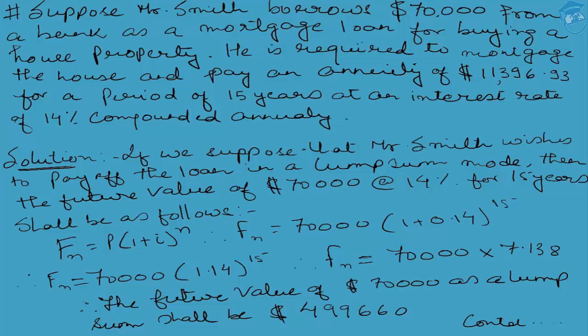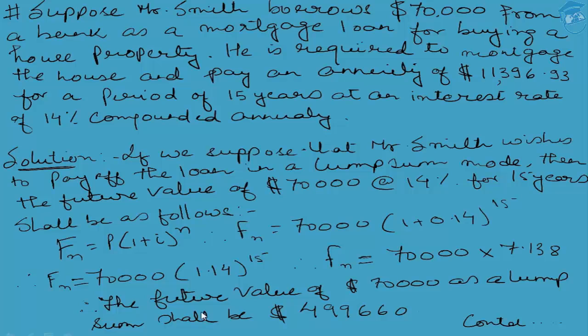So can we try to apply the same concept which we discussed a short time ago? I think we can. Now, suppose that Mr. Smith wishes to pay off the loan in a lump sum mode. Listen to this very carefully, students. This simple example will set the entire thing clear in your mind. If Mr. Smith wishes to pay off the loan in a lump sum mode, then the future value of 70,000 at 14% interest for 15 years shall be this particular amount, that is 4,99,660 USD.